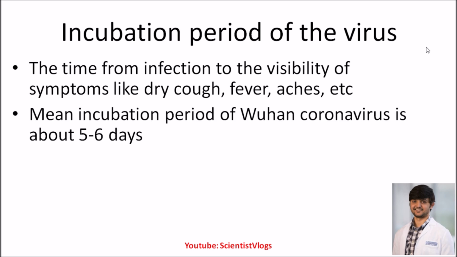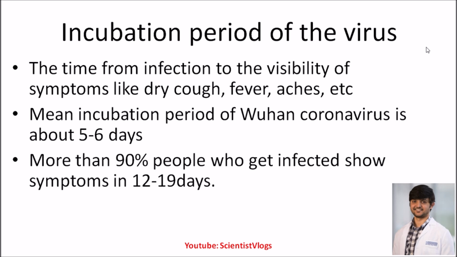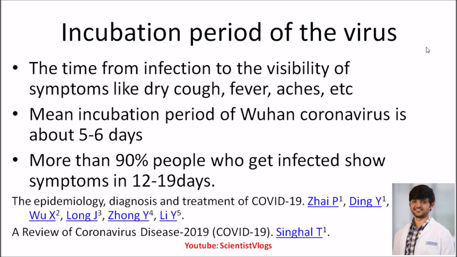So the mean incubation period for the Wuhan coronavirus is about 5 to 6 days, but in 90% of the people who get infected, the symptoms are shown in about 12 to 19 days. So in 12 to 19 days, the virus is still getting produced, but the number of viral particles required to produce symptoms hasn't been reached for certain individuals. Some individuals reach the viral number in a day. Some individuals who are strong with a healthy immune system need about 19 days to reach the viral number required to see symptoms. This is information which is already published by various people in the scientific community.